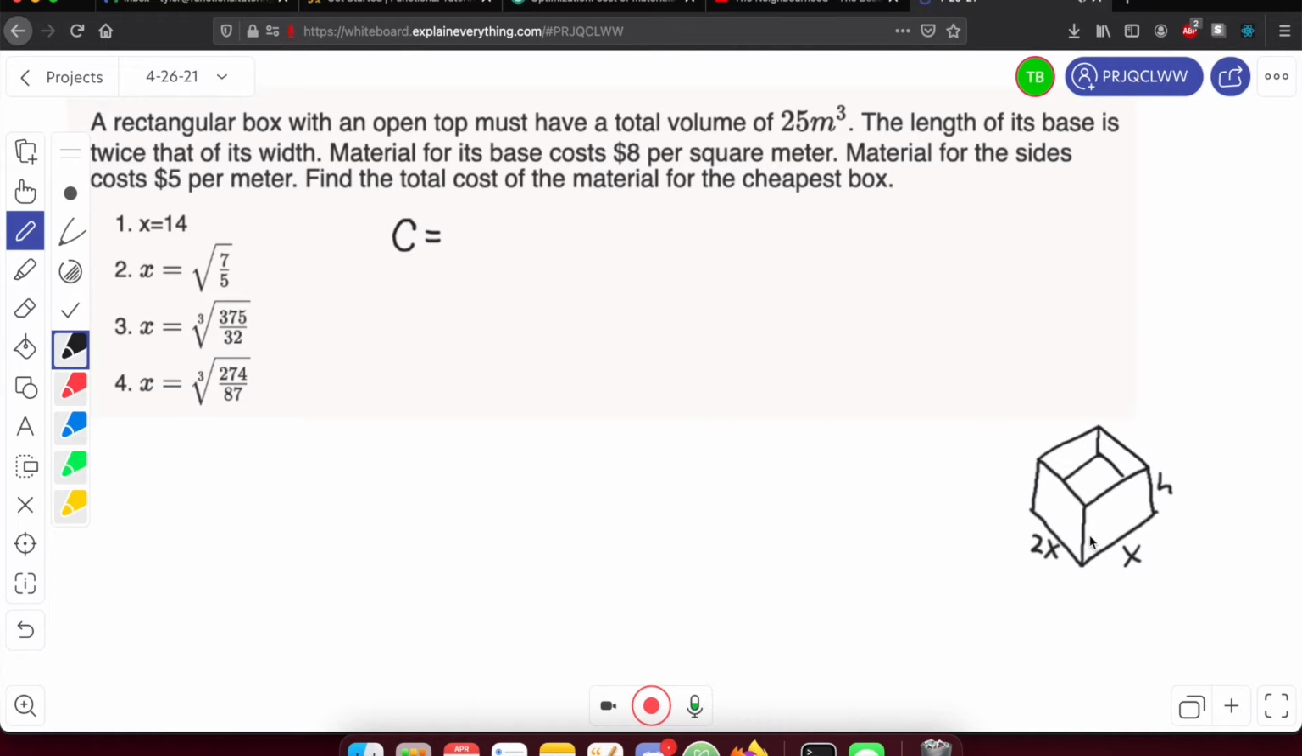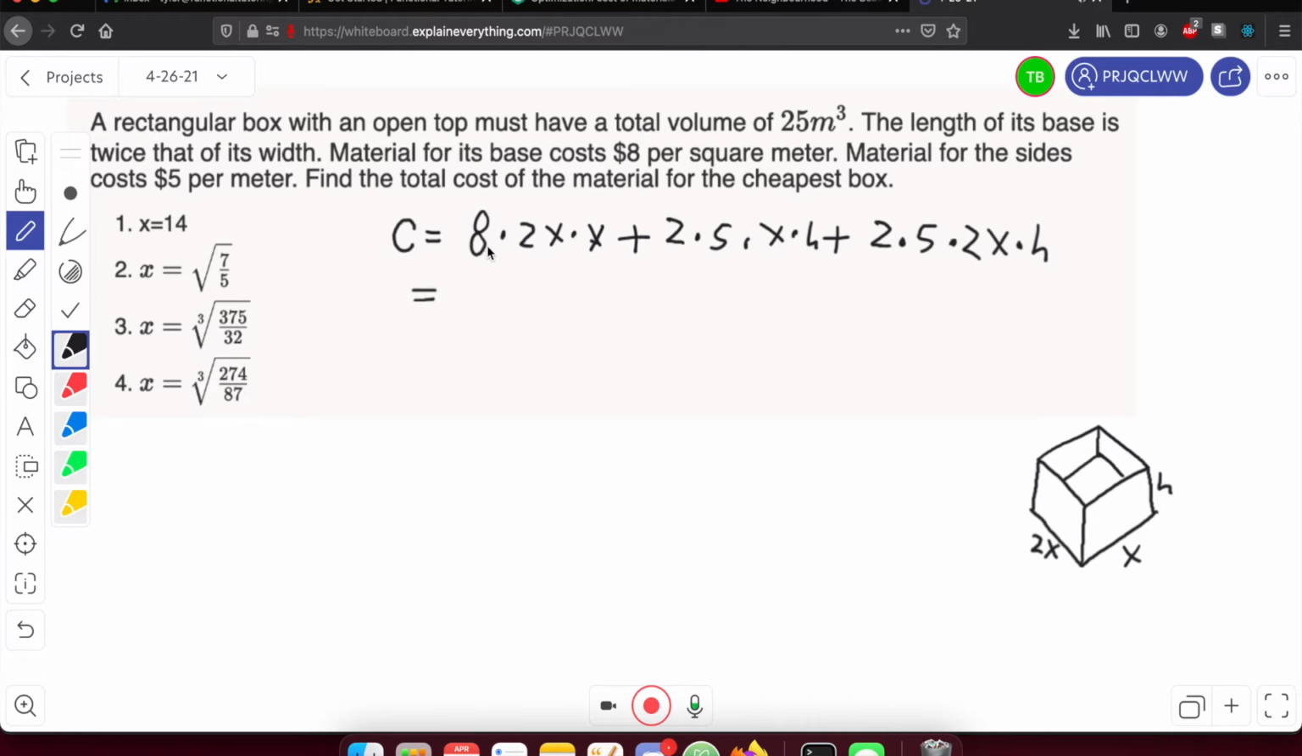So, for instance, we have the base, which is 2x times x times 8. So 8 times 2x times x, plus we're going to have two of these sides, two of the x sides. So x times h times 5. So 2 times 5 times x times h. And then we're going to have two of these sides, so two of the 2x sides. So this is going to be 2 times 5 times 2 times x times h. And now we're just going to simplify this.